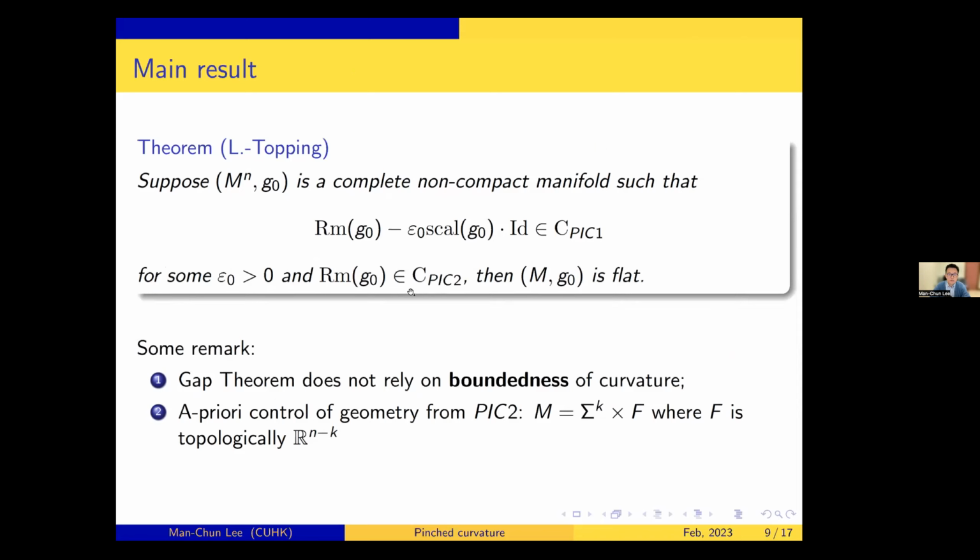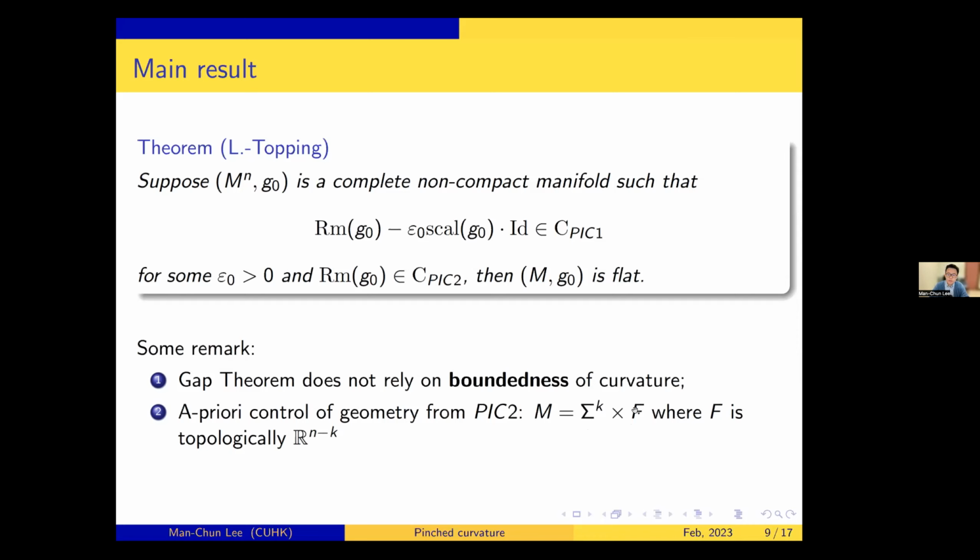So the PIC two condition is one reason why we need to introduce this. The PIC two condition is strictly stronger than the sectional curvature condition. So that means the soul theorem applies here, and then by the soul theorem we know the manifold is diffeomorphic to the normal bundle of the soul. But PIC two is even stronger, which is a result by Wilking and Esther. They can prove that with the PIC two condition, the manifold M will split isometrically off the soul submanifold, isometrically.